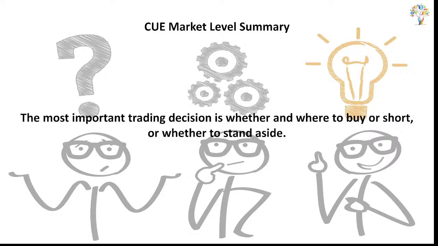Market level summary: the most important trading decision is whether and where to buy or short, or whether to stand aside. My conclusion is that it is bullish, it is overbought. We may probably still buy, but be careful about buying. Choose stocks where the risk level is not that far away. I mean, the stop is not that far away.